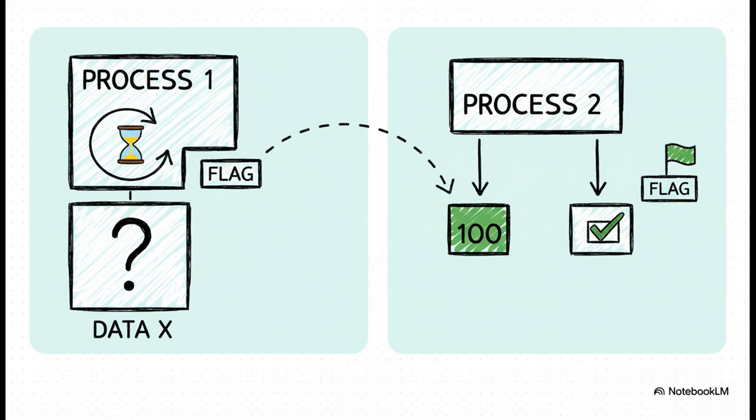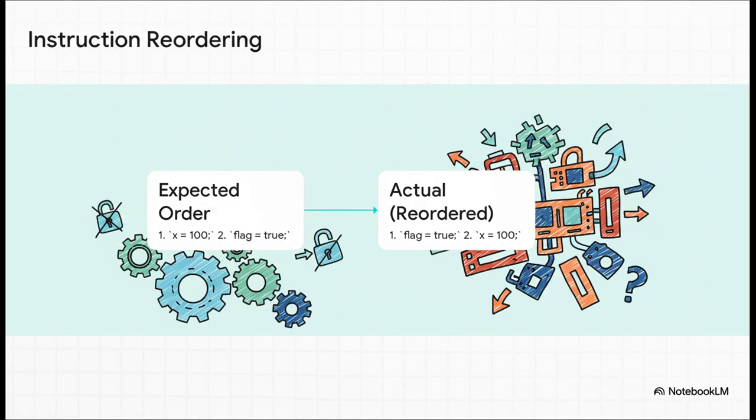I mean, it has to be 100, right? Well, here's where everything gets turned on its head. To squeeze out every last drop of performance, modern CPUs and compilers will actually reorder your code's instructions if they don't depend on each other. To the CPU, setting X and setting flag are 2 separate things, so it might decide it's faster to set flag to true before it sets X to 100.